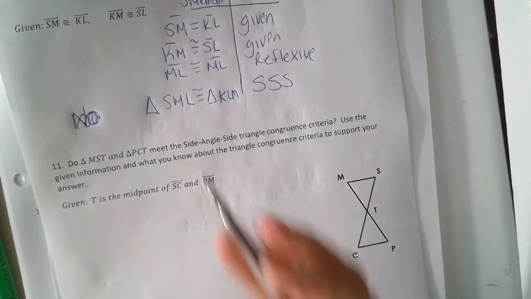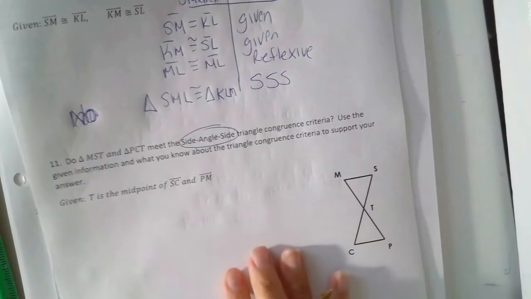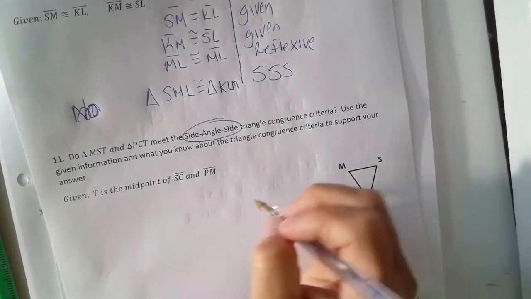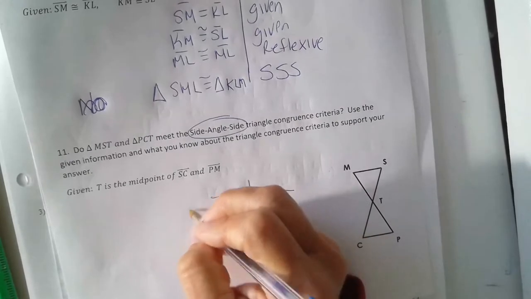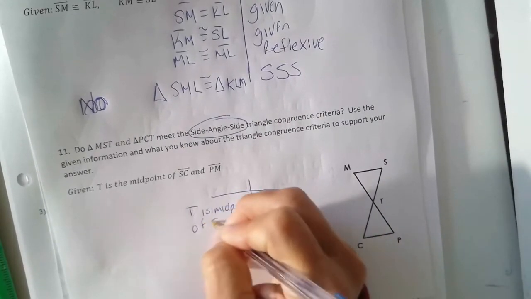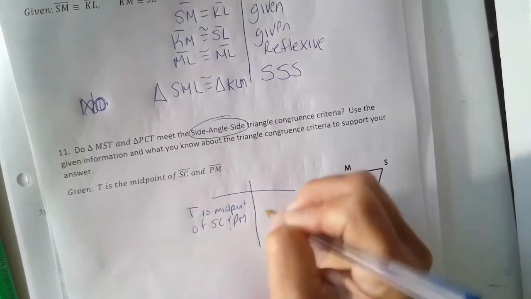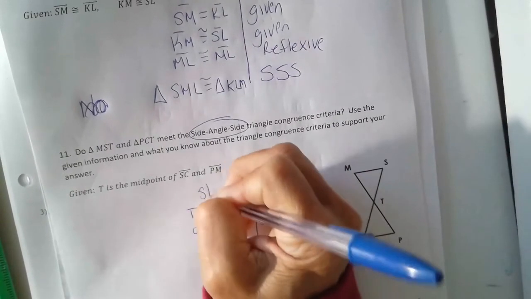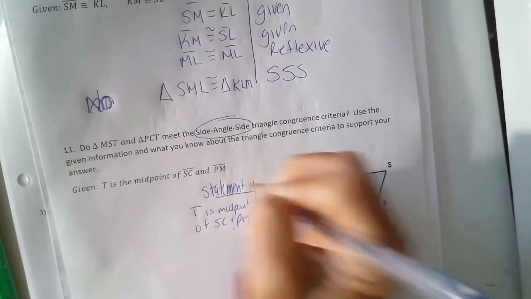All right, my last one. Do these two meet side angle side? So we want side angle side. So let's just see what we got. We know that T is midpoint of SC and PM. That's my given. So there's my statement.